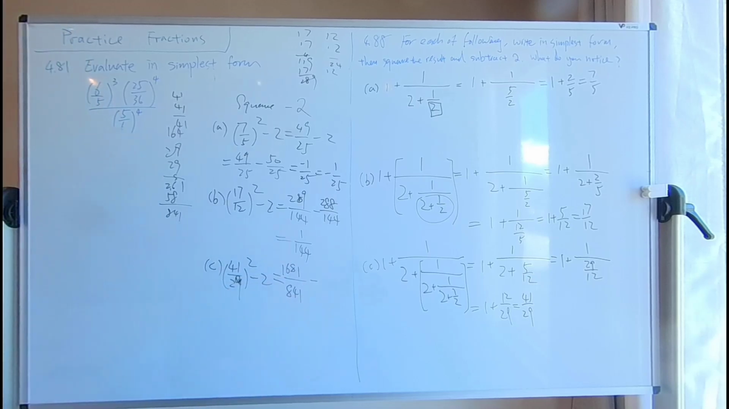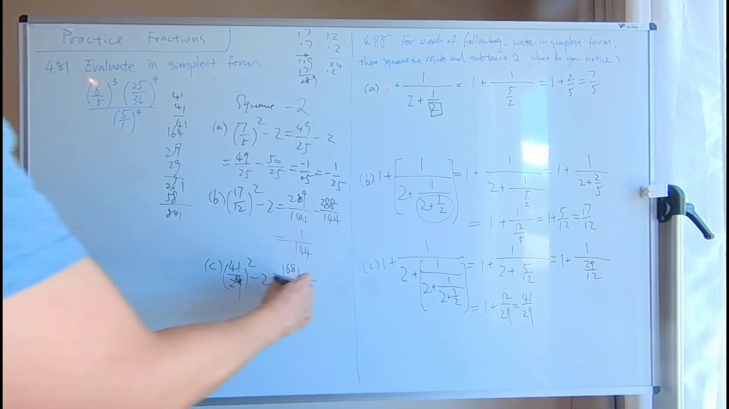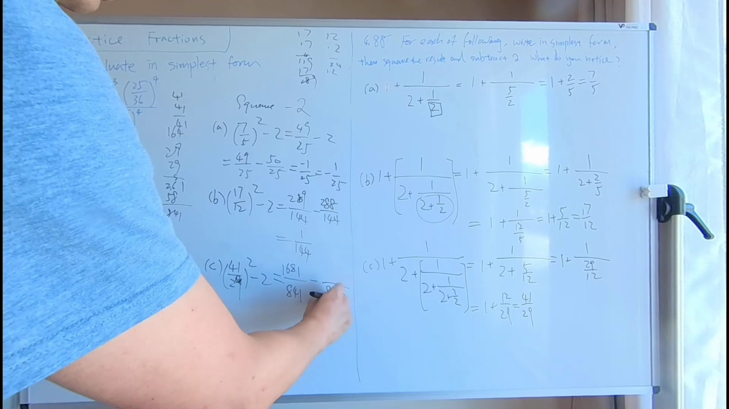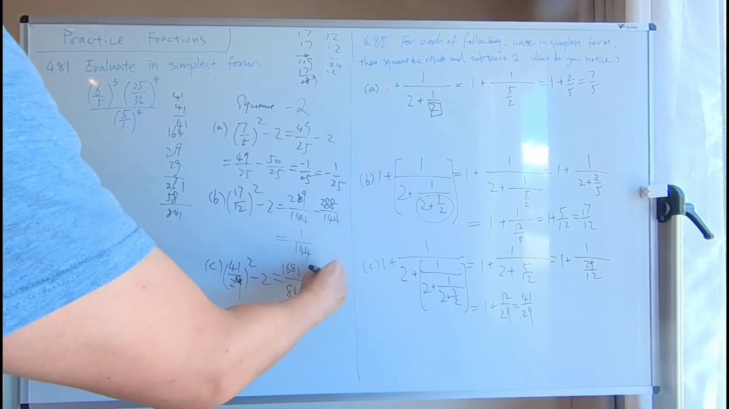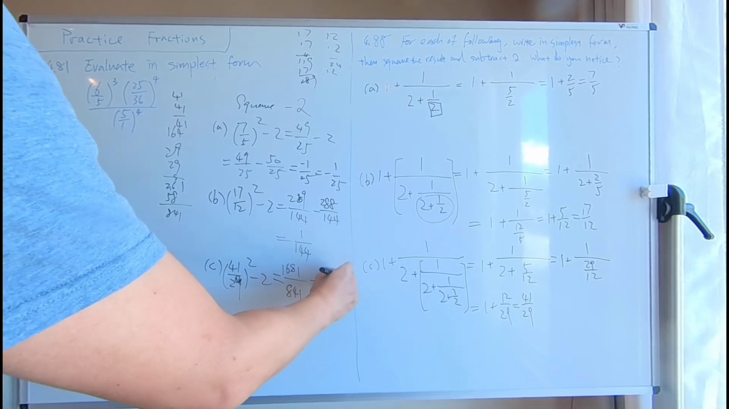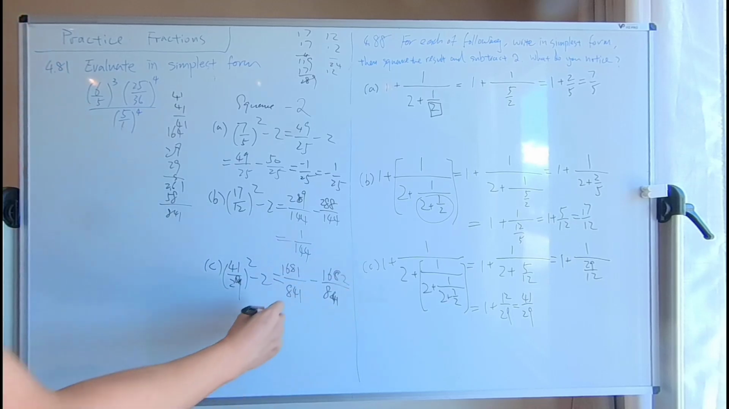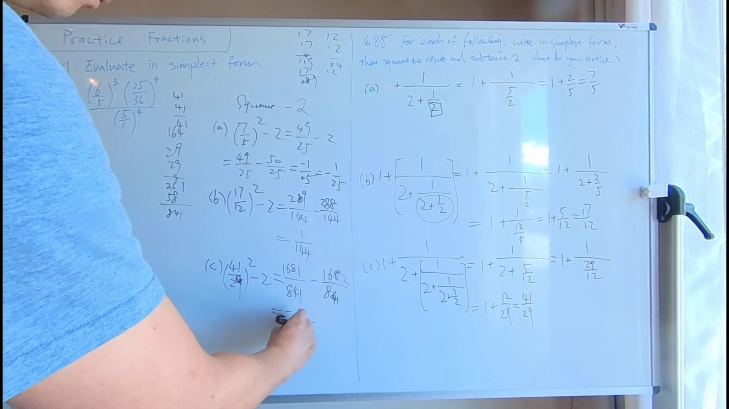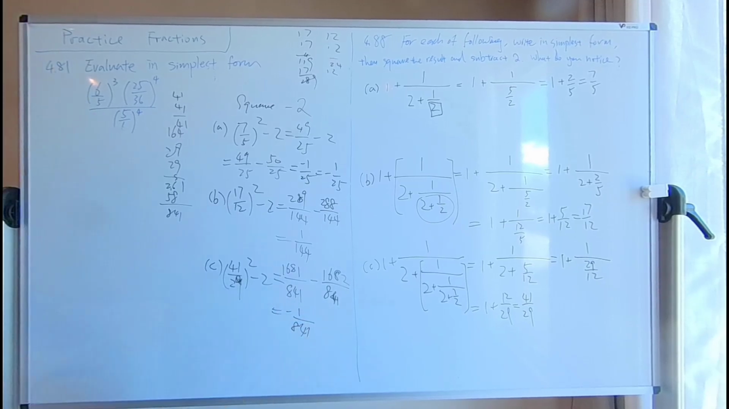841 minus 2. Minus 2 means if I want to have the same denominator, this must be 2 times the denominator, 1682. Then the subtraction is minus 1 over 841. Now, do you see a pattern?